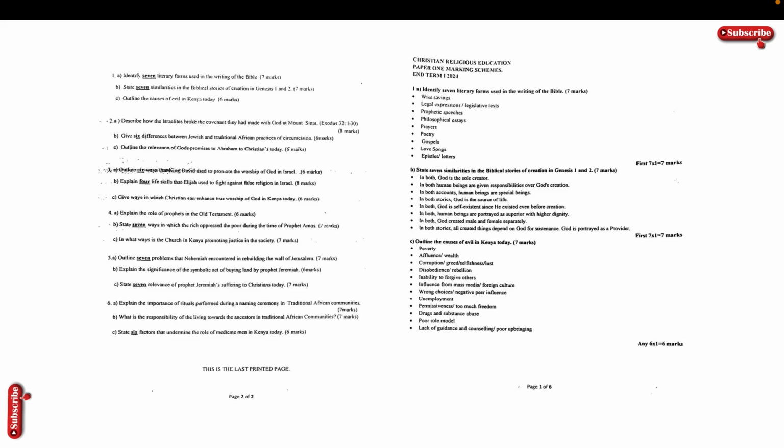Question 2a, describe how the Israelites broke the covenant they had made with God at Mount Sinai, as we read in Exodus chapter 32, verse 1 to 30. Can we read how the Israelites broke the covenant? You are told to describe. That is, you're supposed to narrate, right?